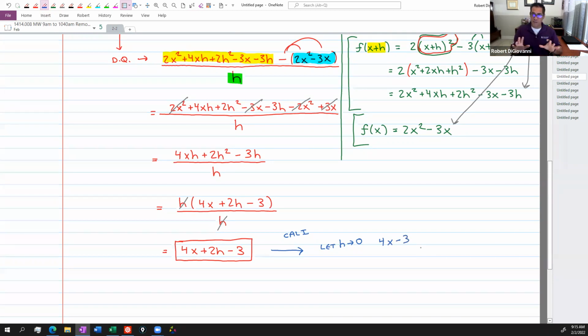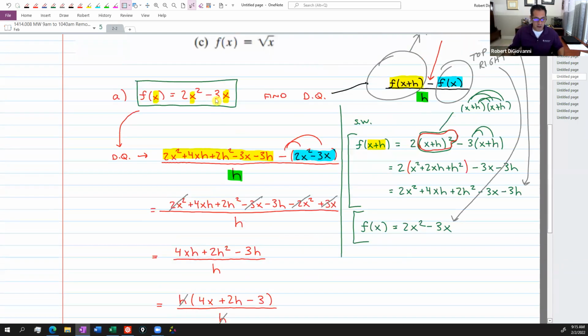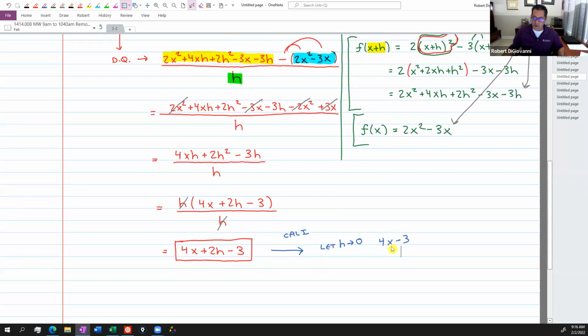Got it? Understand? Again, you still have no idea what I'm doing. So we've got our original function, 2x squared minus 3x, and we've got this answer, 4x minus 3. Let me show you now what that allows us to do.